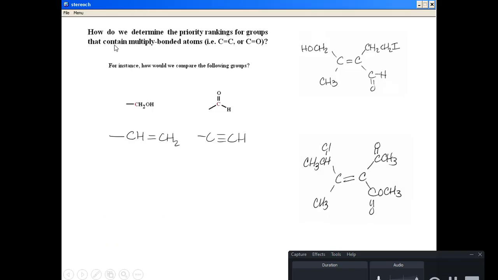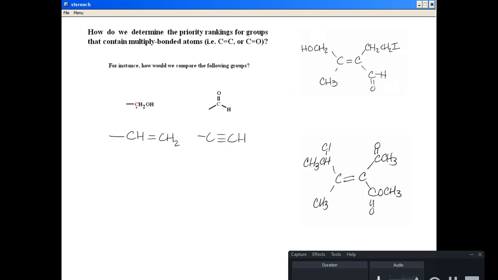How do you deal with multiply bonded atoms? Well, the way we deal with multiply bonded atoms is we replace that multiple bond with a multiple number of single bonds. And what do I mean by that? Well, let's say that I have these 4 groups. I've got a CH2OH, a C double bond O with an H, a CH double bonded to a CH2, and a triple bond. Who wins?